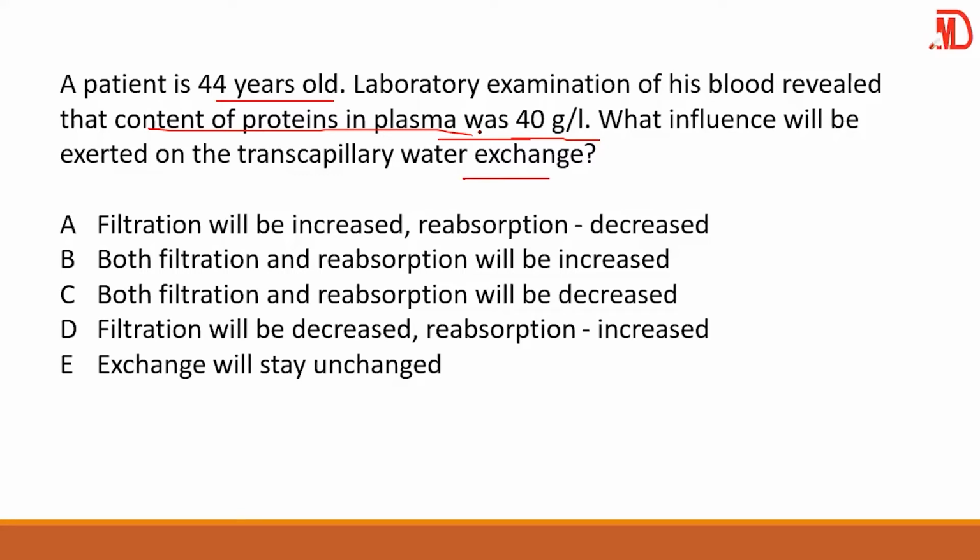Less will be reabsorbed. Why? Because the protein content is low, it's 40, but the normal protein content is between 60 to 80 grams per liter. So oncotic pressure is low, so fluid will escape and reabsorption will be reduced. So here we are looking at what? All right.